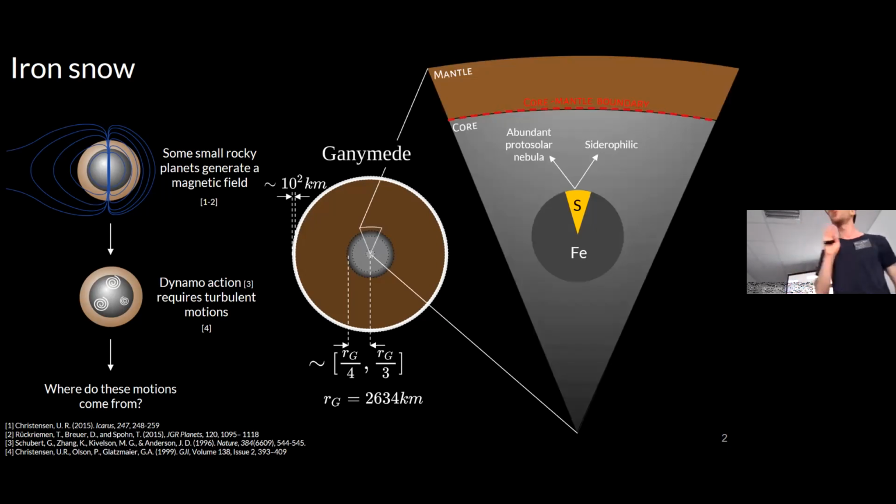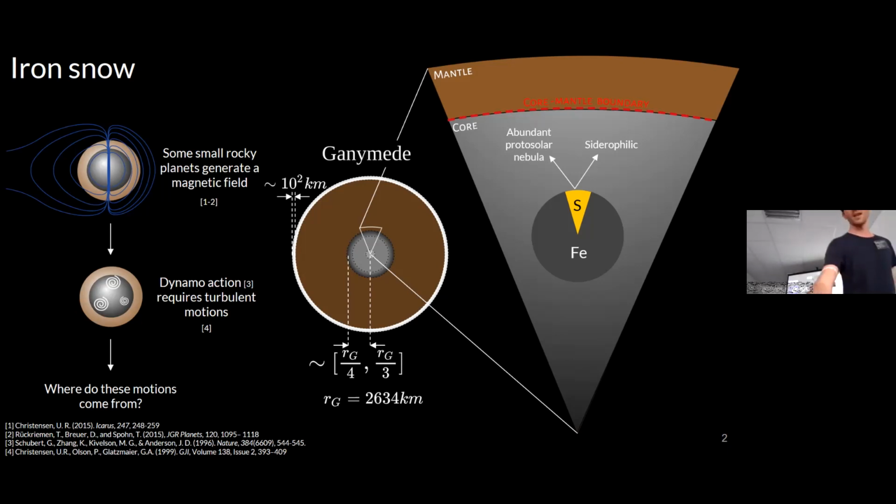And what I want you to remember is this very simple thing. You've got mostly two elements in Ganymede, mostly iron, and another lighter element, which we believe to be sulfur, because it was abundant in the protosolar nebula and because it is very siderophilic. So it can easily be trapped into the liquid metal. And we just need to understand how these two components behave with pressure and temperature to understand what iron snow is.